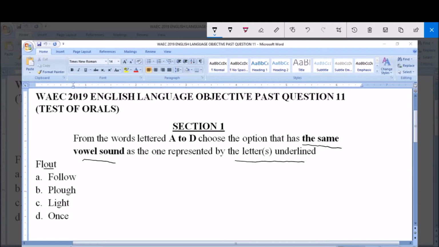So the word given to us is flout, and the underlined letters are O and U. So option A is follow, B plow, C light, D once. So first I will transcribe the word given to us, flout, so we can see the vowel sound represented by the underlined letters. So flout is transcribed this way.